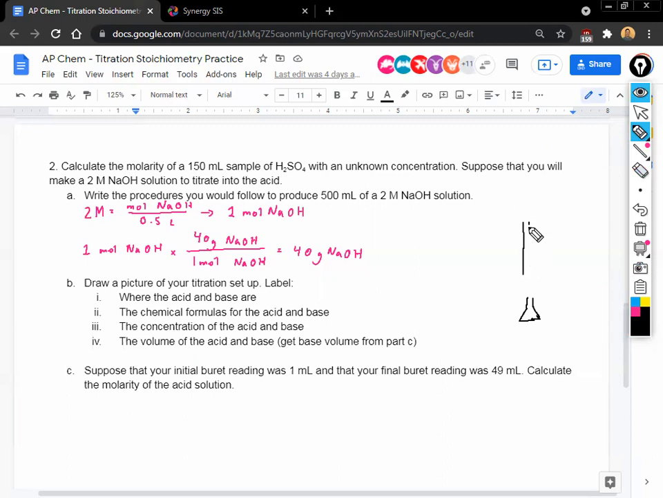Now, you guys don't need to make the pictures very pretty. I know I'm very artistically talented, as you guys can see right here. But, you know, not everyone is as gifted as me. And so you guys can just do a very simple setup, okay?